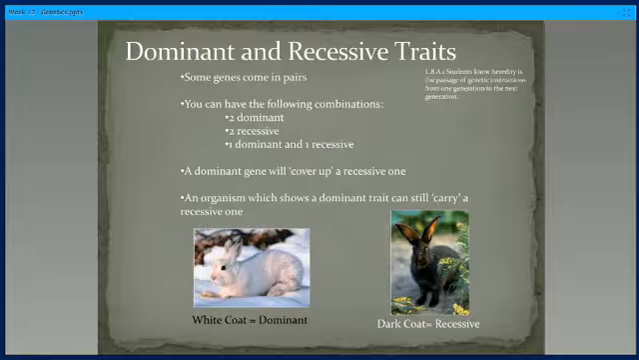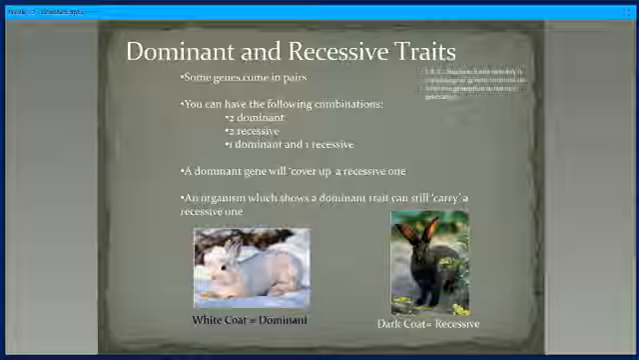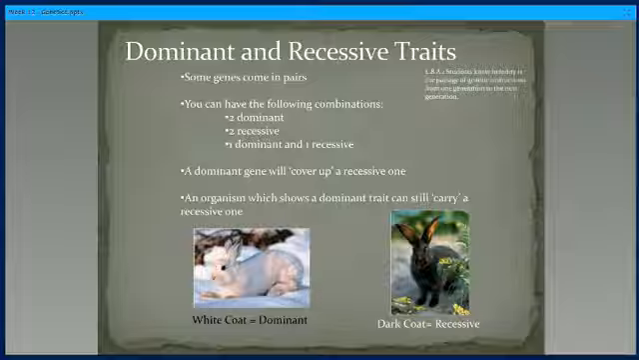Now, of these pairs, one is dominant and one is recessive. That's a simplified explanation, but that's where we're going to start. There are other things that come into play, like codominance and shared dominance and incomplete dominance, that we're going to get to in a later lesson. But for this one, we're going to learn about dominant and recessive. Sometimes one gene will completely mask another one. So you could have both of them, but only one is expressed in the organism.